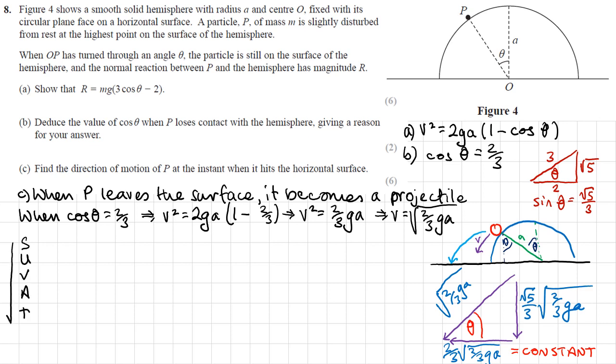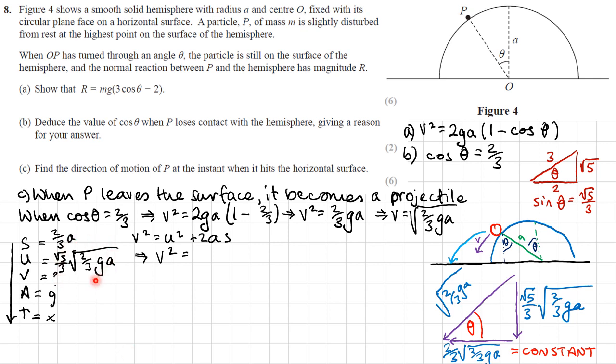taking downwards as positive. So I'm not interested in time. Acceleration downwards is going to be g. Now S is going to be the distance that this needs to travel downwards to hit the ground, and that's going to be this distance here. So A cos theta, A times by 2/3, so 2/3 A is the distance it needs to move down. U is going to be this velocity here, like the initial velocity, so √5/3 times by the square root of 2/3 ga, and we want to find V. So that's going to be V squared is equal to U squared plus 2AS. So V squared will equal U squared.